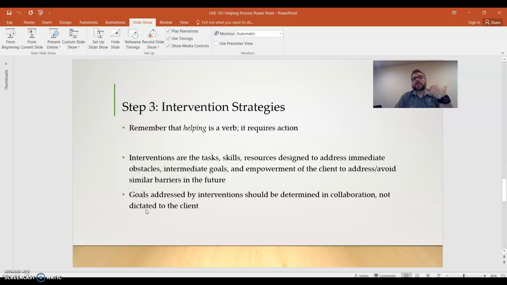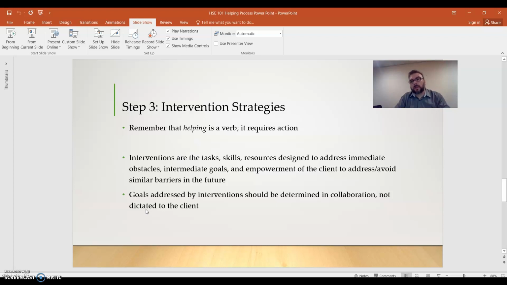Okay, what do we do in those sessions? In those sessions, helping is a verb. When we're talking about step 3, intervention strategies, helping is a verb. We are not just here to listen, and we are absolutely not here to give advice. What we're here to do is practice. We're here to practice skills that the client can use to make sure they don't need this again in the future. And that may take a long time.